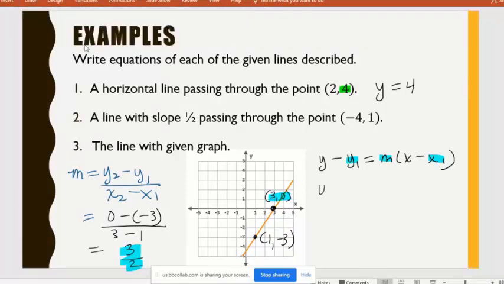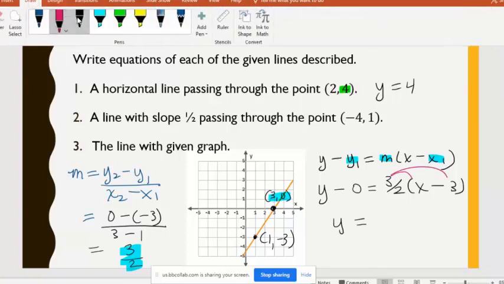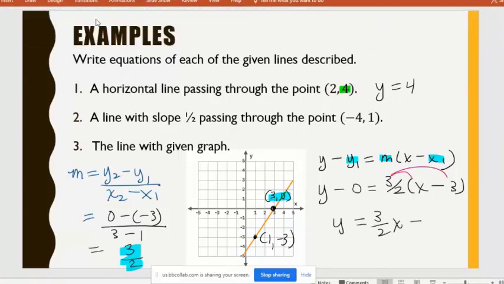Okay, so y minus, this y value is just 0. So y minus 0 equals 3 halves, parentheses, x minus 3. And now that's y equals, distribute. So 3 halves x minus 3 halves times 3. You multiply the 3's together, so it's 9 halves. But that is negative 4.5. And that's kind of what I thought this point was, but I didn't want to assume for decimals, fractions, that's kind of where you're guessing a little bit. So it ended up being negative 4.5 for the y-intercept.